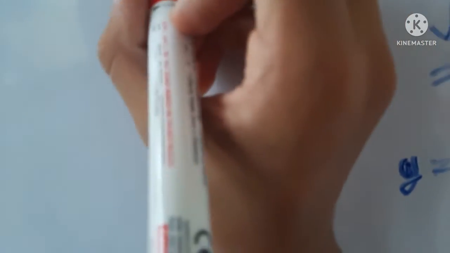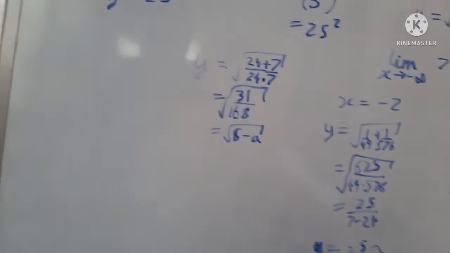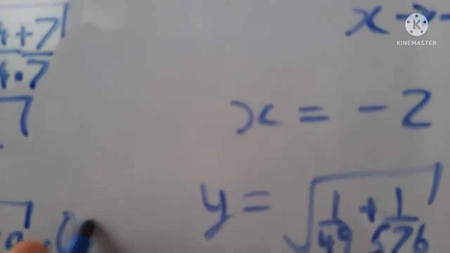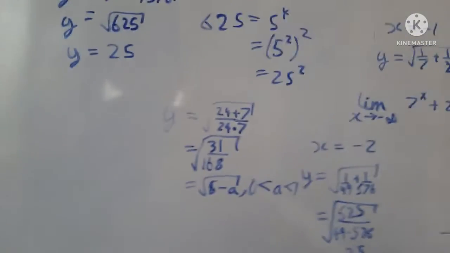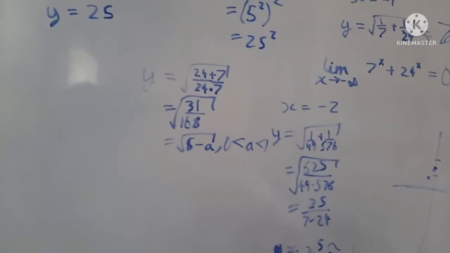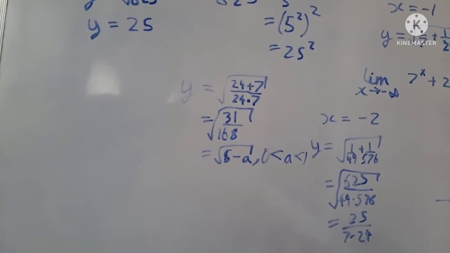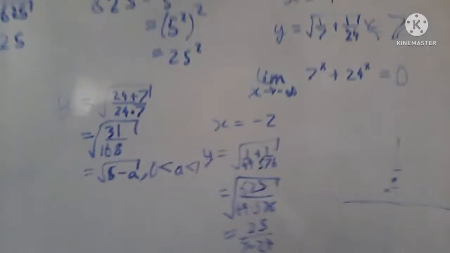So 5 minus some constant a. I'm not that great at math, but of course a is in between 0 and 1, so 0 less than a less than 1. A is just somewhere in that range. Wait, should 5 minus a be 5 plus a? No, it should be 5 minus a, yeah, I'm right.